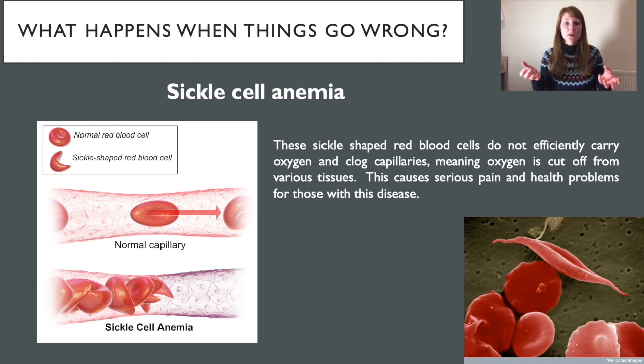So these sickle-shaped red blood cells that are formed because of this mutation therefore have very different properties to what normal hemoglobin has. They don't very efficiently carry oxygen, and because of their shape, they can actually block capillaries, which then means that oxygen is cut off from various tissues. So this causes serious pain and serious health problems for those with this condition.